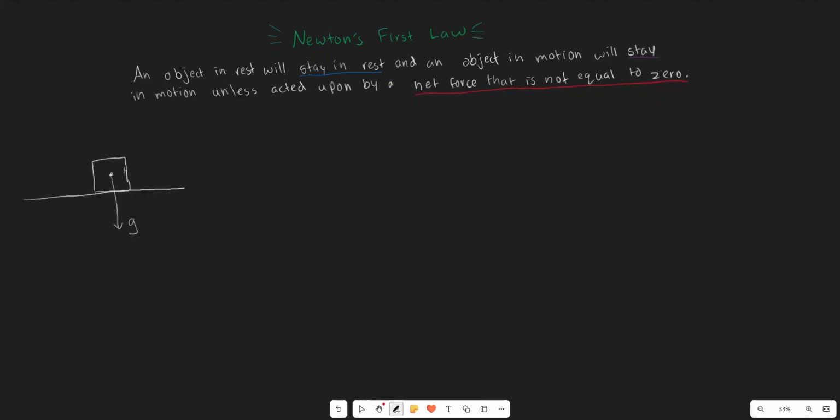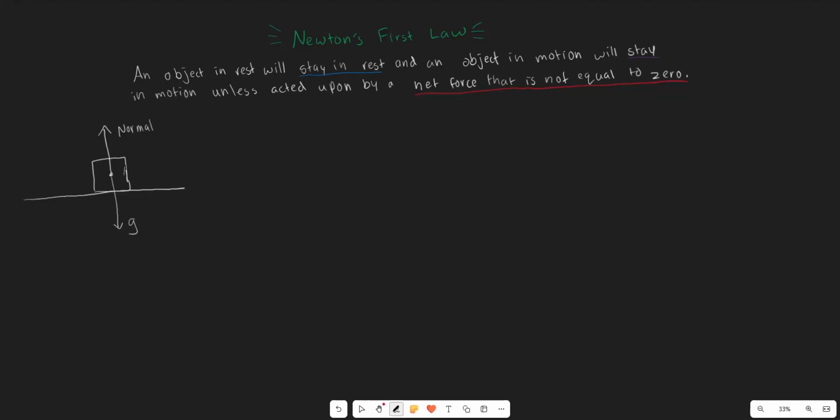And then we have our normal force, which acts upward, opposing the force of gravity. What is our normal force? That's the ground pushing back up on the box so it just doesn't keep falling.